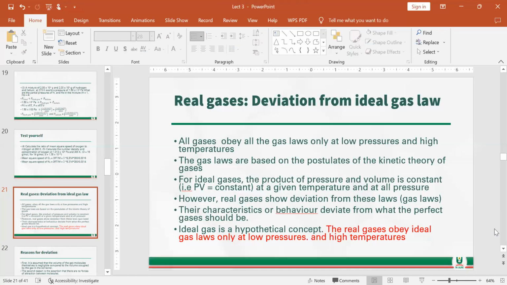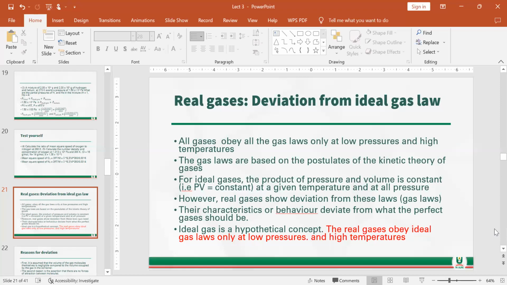So we have real gas, deviation from ideal gas. We have spoken that we tried to make some mathematical calculation. I tried to personally create time for this because most people find it difficult to handle mathematics when it comes to chemistry. So all gases obey the gas laws only at low pressure and high temperature. That is the condition that will make real gas and ideal gas obey the gas laws: low pressure and high temperature.